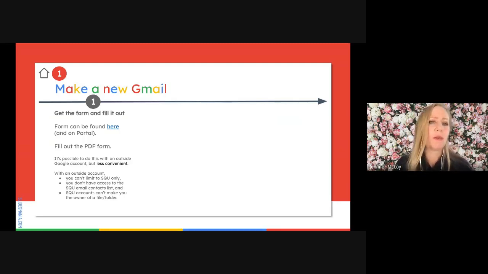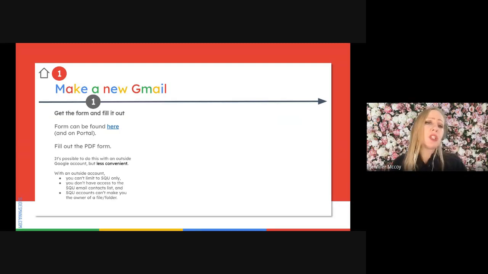You can download a form here. That link will take you to the form. It's on Portal as well. Fill it out. It's a PDF. You need to choose your own SQU Gmail for your course. Mine is just FPEL0340. Get that filled out, and then you'll submit that.